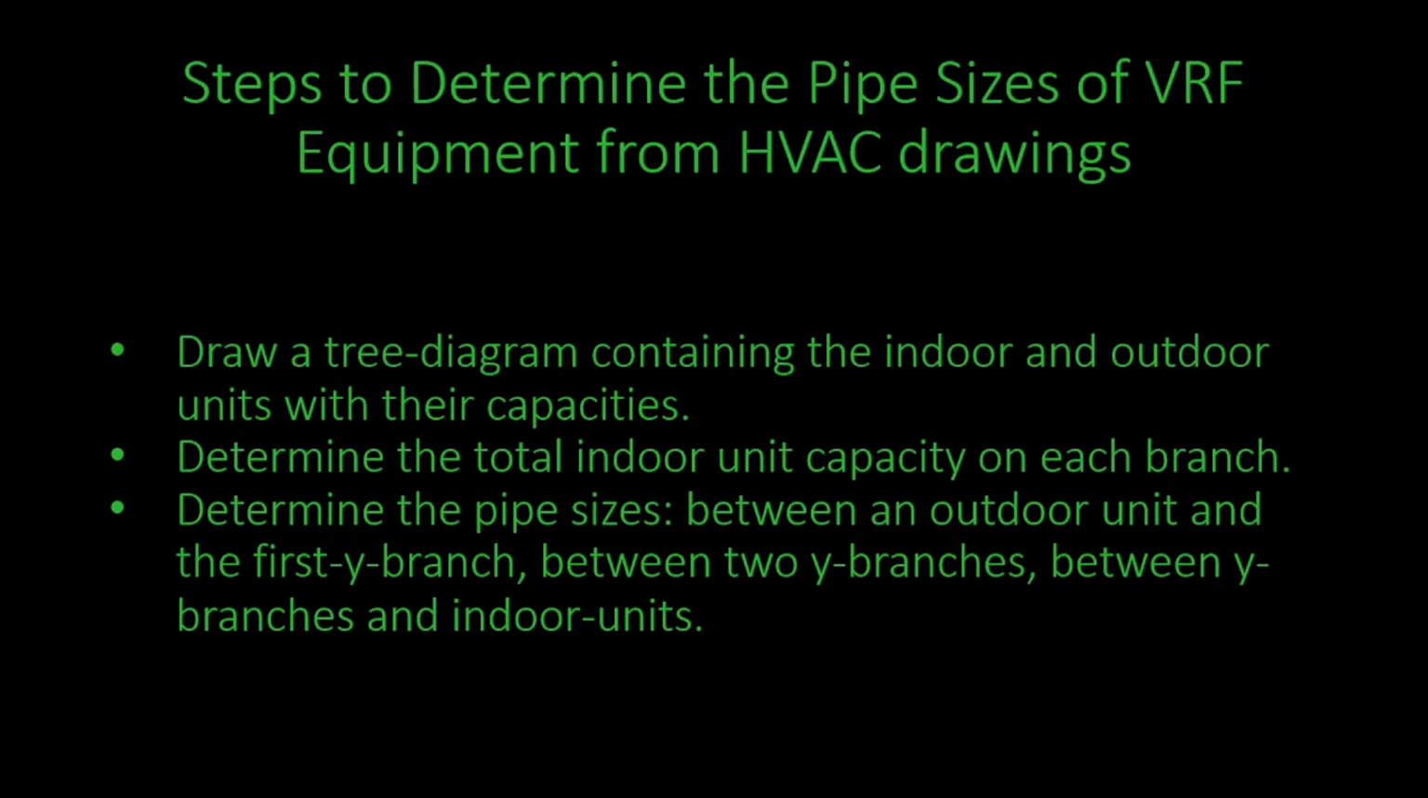To determine the pipe sizes of VRF equipment from HVAC drawings, there are basically three steps to take. First is to draw a tree diagram containing the indoor and outdoor units with their capacities. Second is to determine the total indoor unit capacity on each branch. Third is to determine the pipe sizes themselves. That's between an outdoor unit and the first Y branch, between two Y branches, and between Y branches and indoor units.